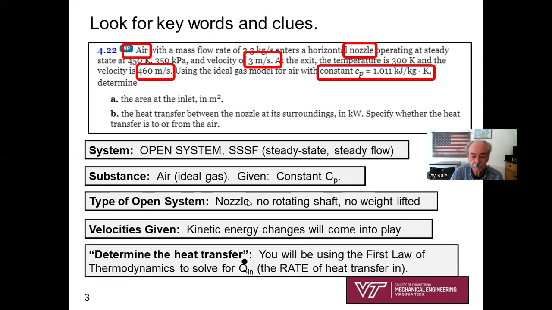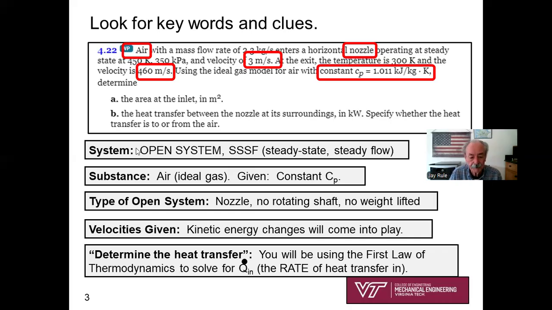Type of system: it's a nozzle. Now, can you visualize here? Do you see a rotating shaft coming out of this open system? No. Is this open system lifting a weight as part of its process? No, it's not. So your common sense tells you that when you have a nozzle, there's not going to be any power or work associated with the process. That's going to be key for you. Velocities are given, so kinetic energy changes are going to come into play.